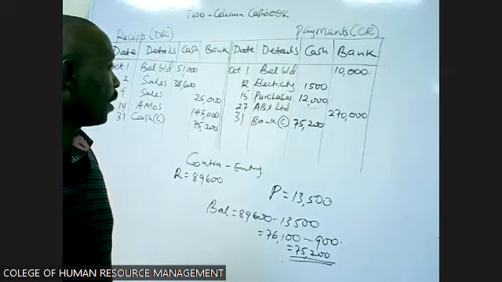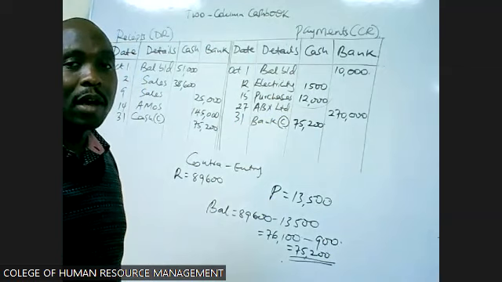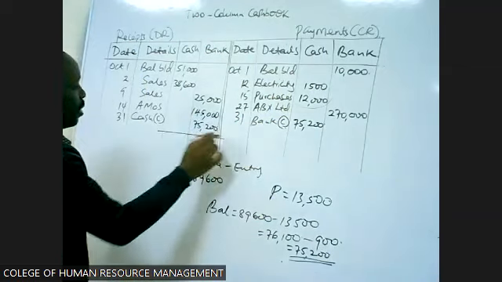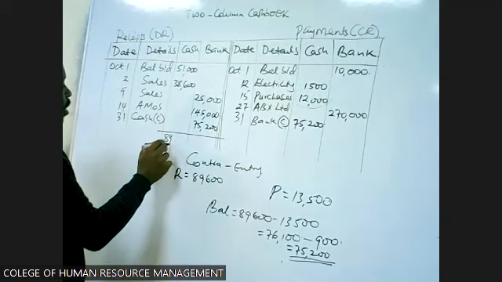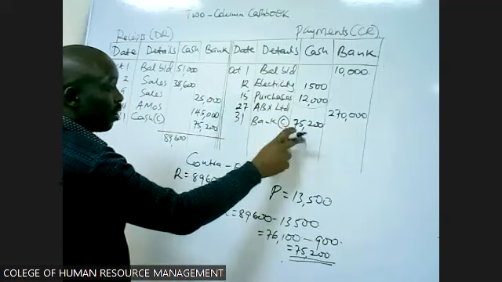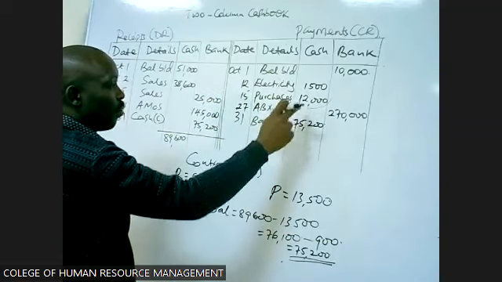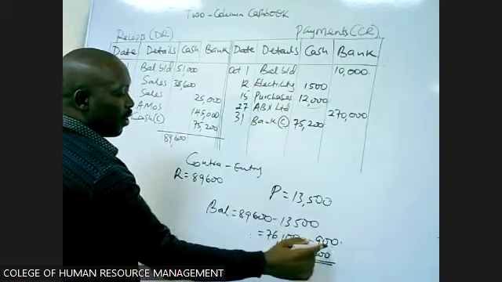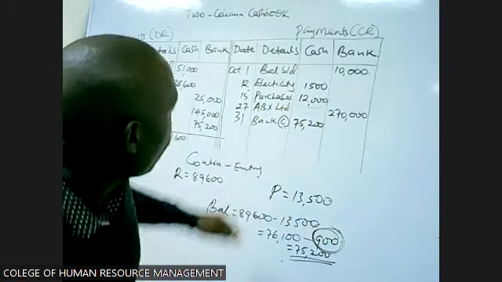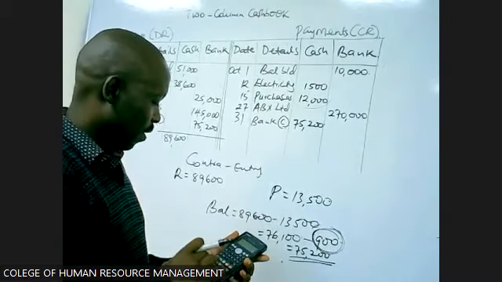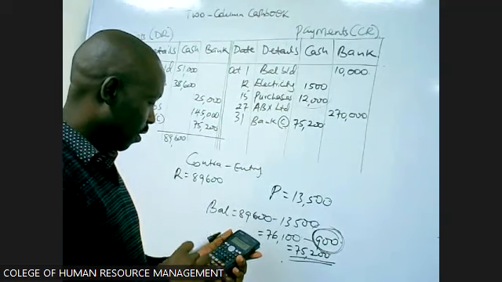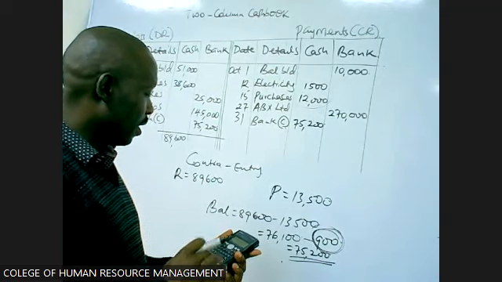So that is it. Now we balance our account. You add the total cash receipt, which we found to be 89,600 for cash. Remember, if you add this, we are going to have a difference of 900. This 900 is what we were left with as the balance. If you add 13,500 plus 75,200, you will get 88,700.